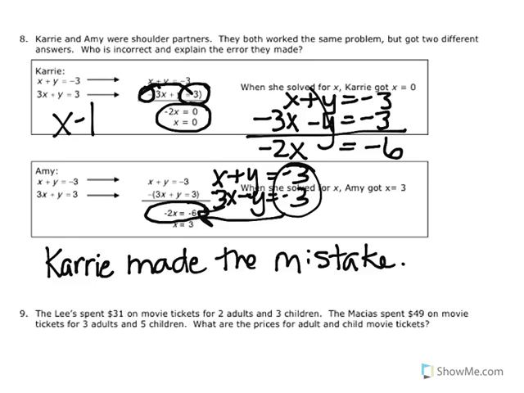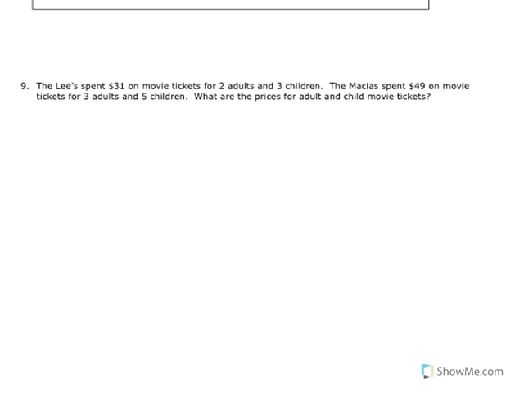Okay, last question, number 9. The Lees spent $31 on movie tickets, 2 adults and 3 children. The Mashas spent $49 on movie tickets, 3 adults and 5 children. What are the prices for adult and child movie tickets?